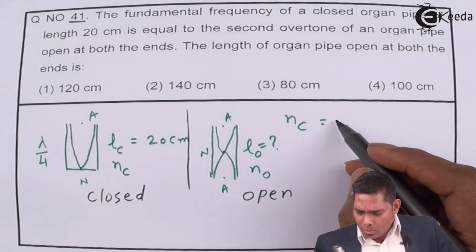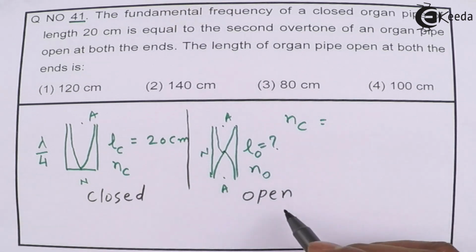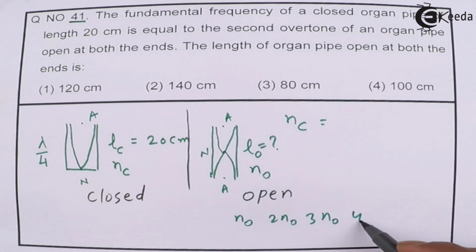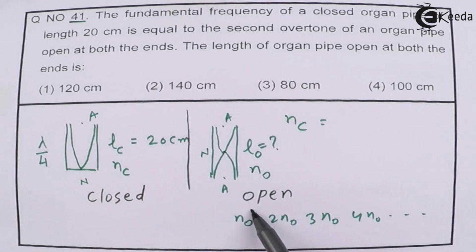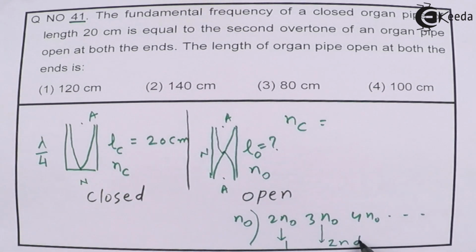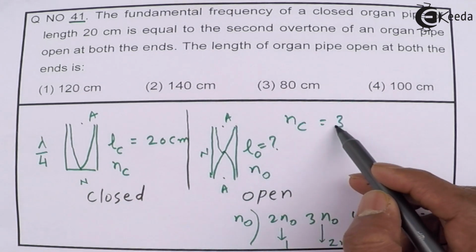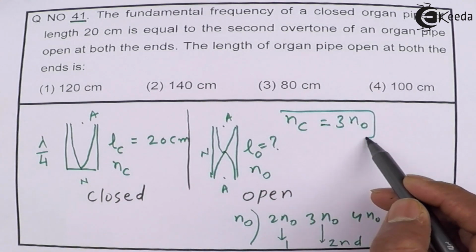So it is given that this is equal to the second overtone. What is the overtone here in open tube? The vibrations are NO, 2NO, 3NO and 4NO and so on, all integer multiples of NO. This is the fundamental frequency or first harmonic, this is second harmonic, this is third harmonic, but we are interested in overtone. After fundamental, whatever is left, this is the first overtone, this is the second overtone. This second overtone in open tube is matching this, so this is 3N naught. This is given in the question.